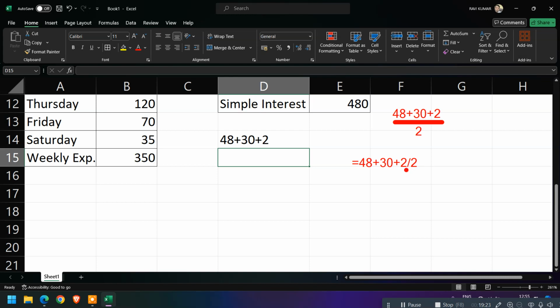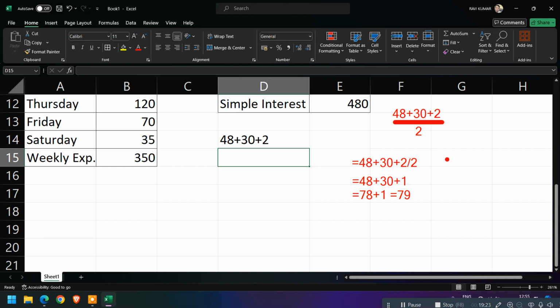The answer of this equation, first the division happens, so the answer will be like this: 48 plus 30 plus 1. Now 48 plus 30 is 78, and 78 plus 1 is 79.